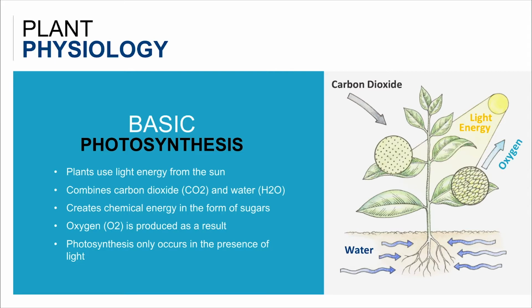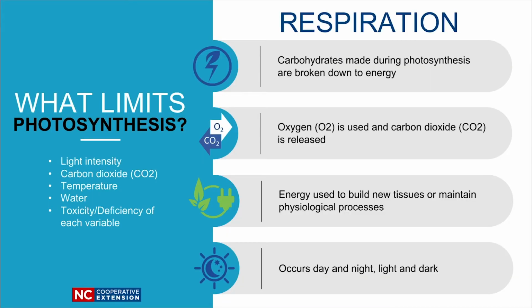In the same process, oxygen is produced as a result and released. So essentially, a plant is creating the food we eat and the air we breathe, or portions thereof, just in the process of photosynthesis. Photosynthesis only occurs in the presence of light, whether that's sunlight or artificial lights. What limits photosynthesis? Things like light intensity, whether shady or dark or cloudy, can impact photosynthesis. Availability of carbon dioxide, temperature, water, or toxicity or deficiency of any one of those four variables.